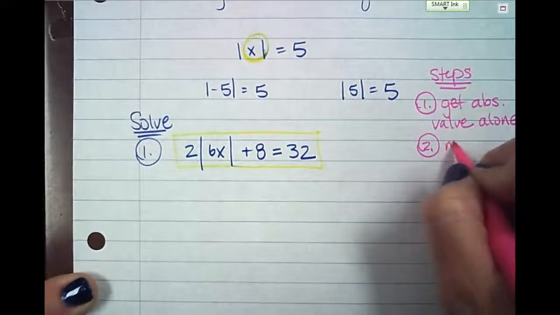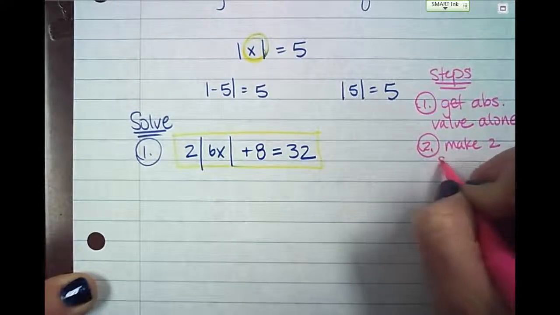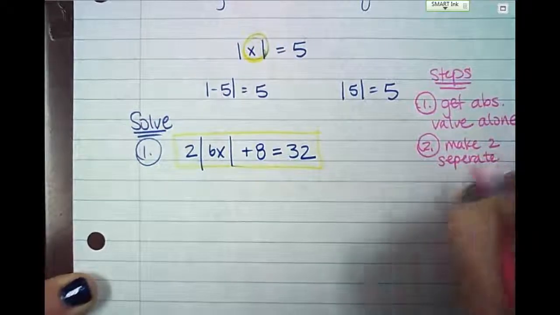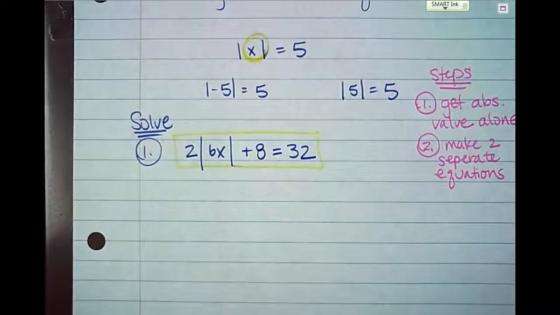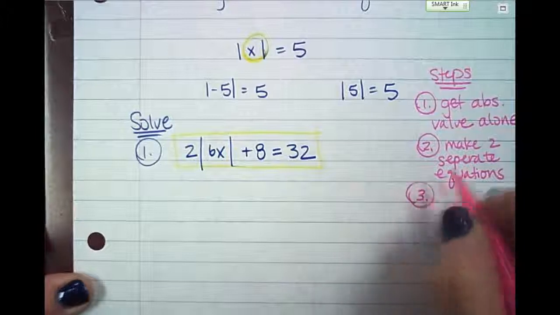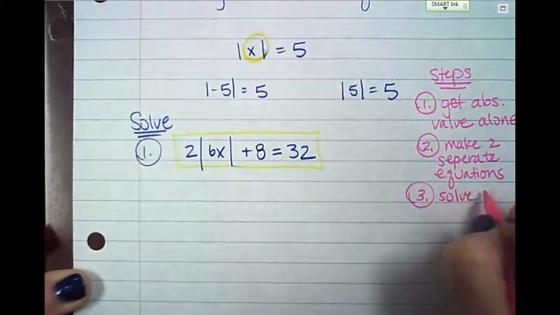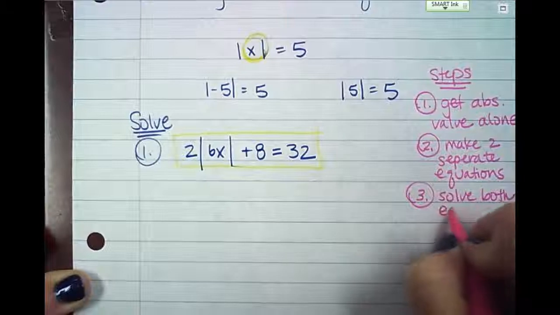make two separate equations. That's what I did over on the board. Remember I put 1 equal to 18 and 1 equal to negative 18? I realized we don't write negative 18, but it's what gave us negative 18 that we're looking for. Number 3, solve both equations. That's the other thing that we did.